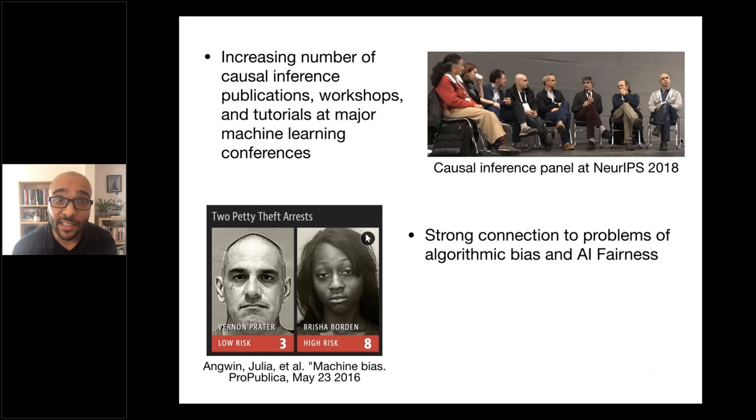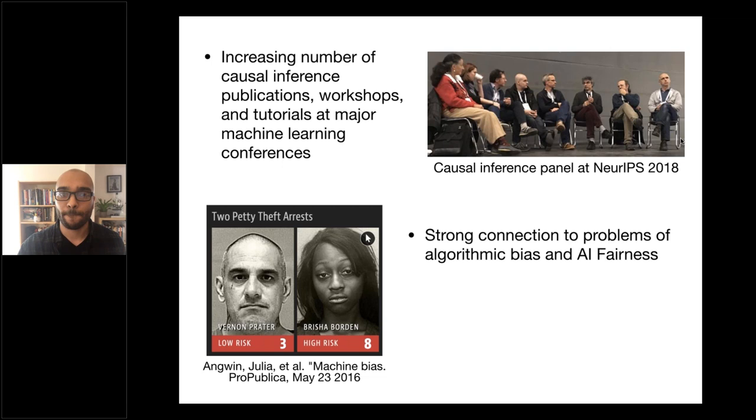We're seeing an increasing number of causal inference publications and workshops, tutorials. This image here is a panel at NeurIPS 2018 of several luminaries in causal inference. But causal inference also has a strong role to play in the ongoing debate about algorithmic bias and AI fairness.